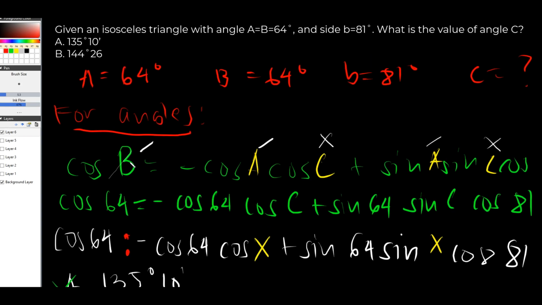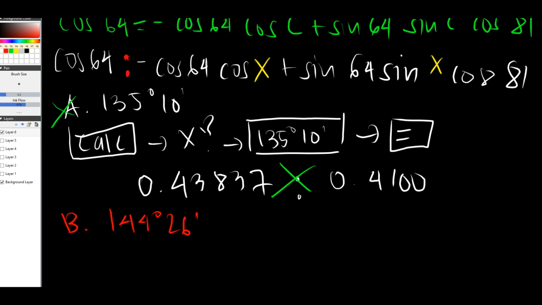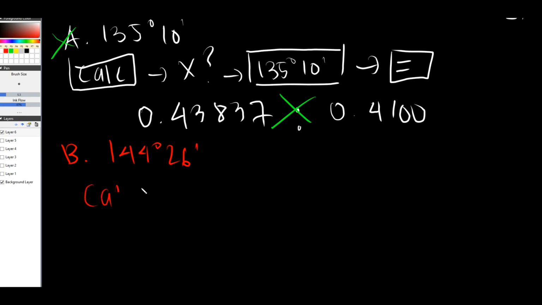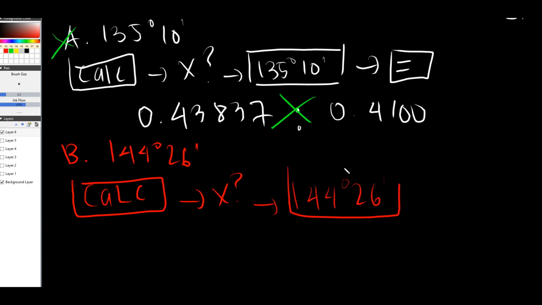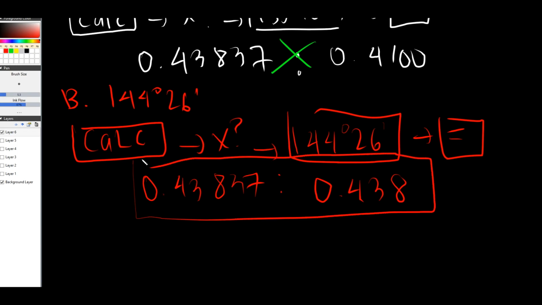Pag i-try ninyo ang letter B, that is 144 degrees, 26 minutes. So again, since na-type na ninyo ni, press na pud mo ug calc. Then, mangita na siya ug value sa x, i-type ninyo ang 144 degrees 26 minutes. Then press na pud mog equals. Gawas sa calculator is 0.43837. Then pag mag-equal sign na pud mo, gawas na pud ang 0.43838 something. Since equal sila, therefore, ang letter B tama siya.